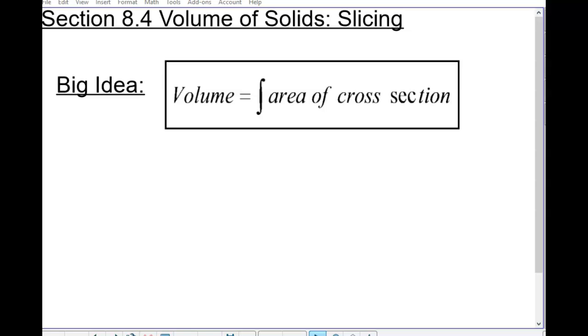So what's our big idea of this whole unit? Volume is the accumulation of area. It's a washer or a disk that has been added up. So it's the area of a cross-section. Well, what if we don't have a rotation? What if I can't create a washer or a disk, but I still have a solid? Can I still find the volume of the solid if it isn't made of circles, if it's not made of washers?